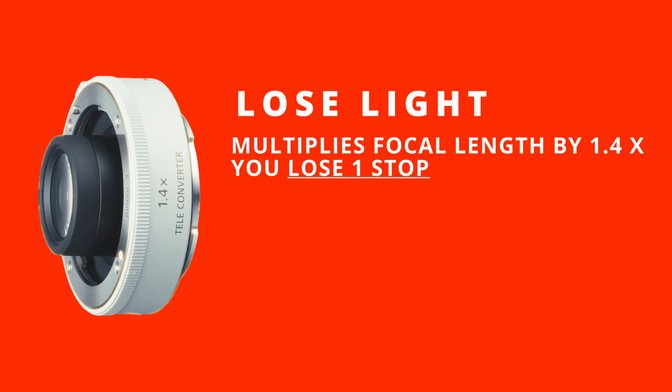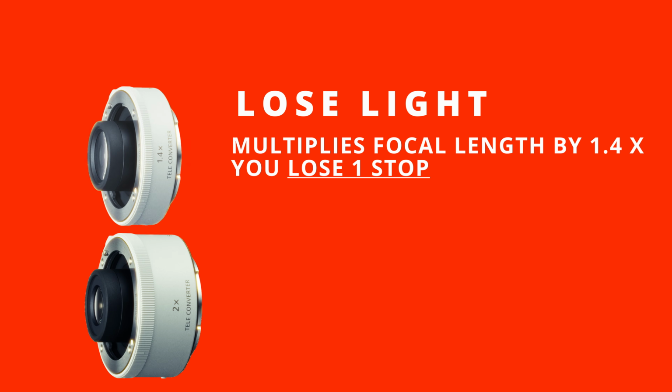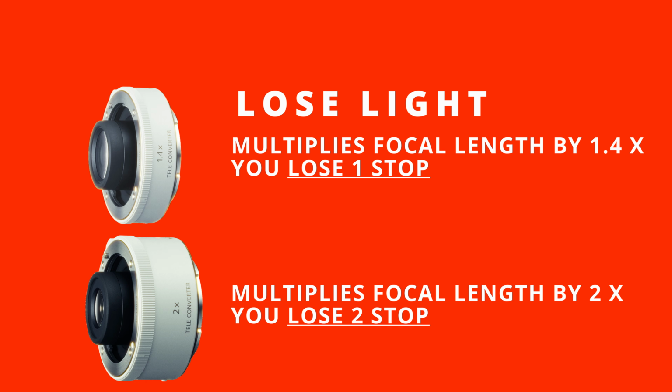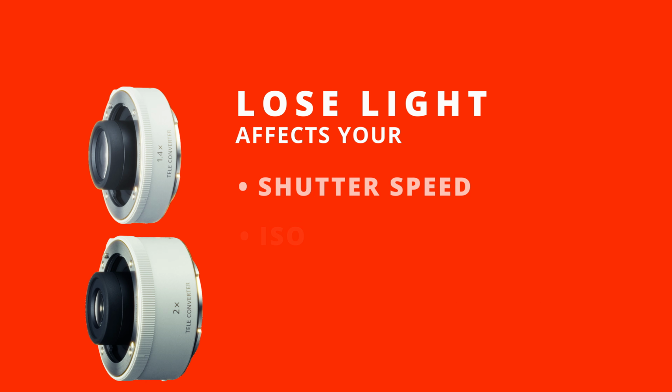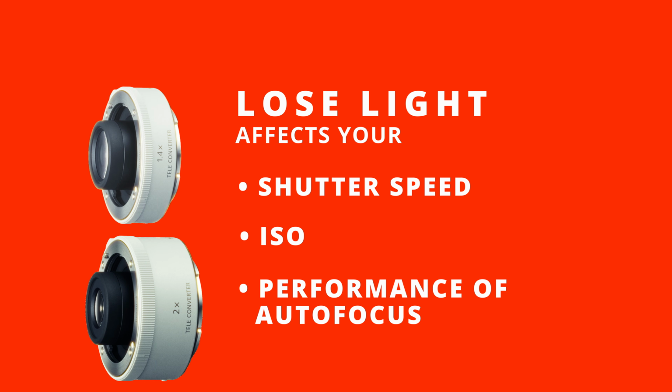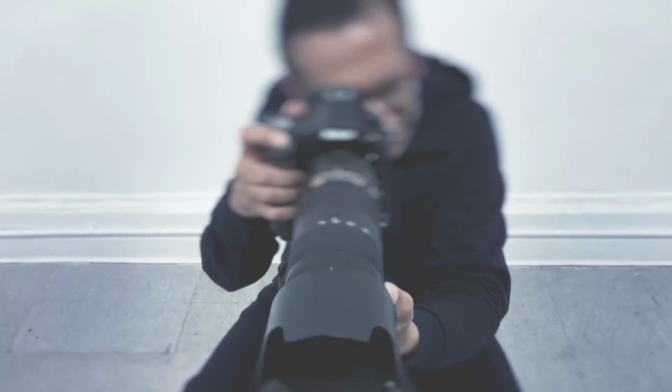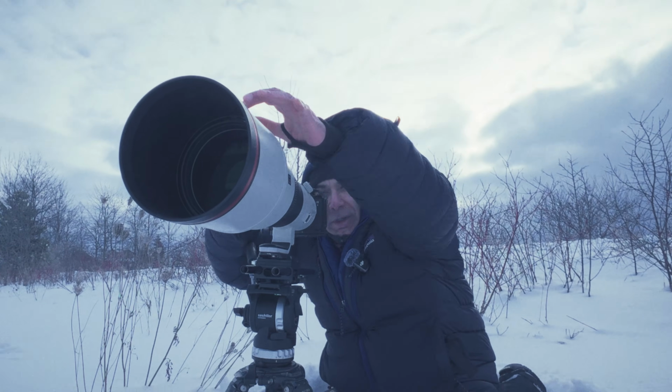Point number 1, the loss of light. The first thing that happens when you use a teleconverter is that you lose light. This is physical. A 1.4 teleconverter will cost you 1 stop of light. A 2x converter will cost you 2 stops of light. That loss of light affects your shutter speed, your ISO, and the performance of autofocus. In wildlife photography, light is everything. Once you lose light, you must find a way to compensate for it elsewhere.